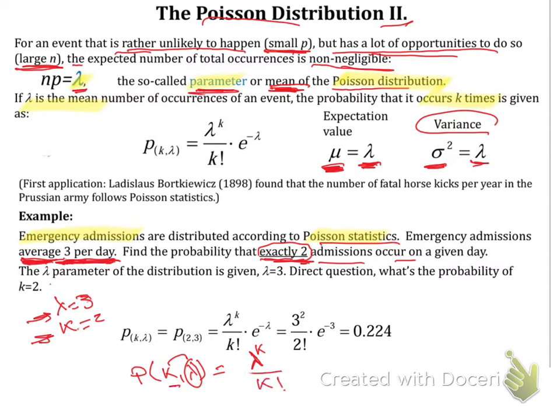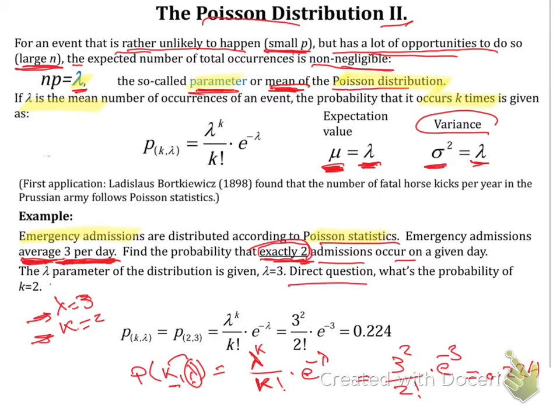Times e to the power minus lambda. Because I have used k here, this time I use lambda. So I just substitute: lambda is 3, power k is 2, so 3 squared, divided by 2 factorial, times e to the power minus 3. On the calculator you can get it. You have to try it before the exam, so be familiar with e to the power minus something and how to type it on the calculator. So the answer will be 0.224. This is the probability of having exactly 2 admissions per day if the average is 3 per day.